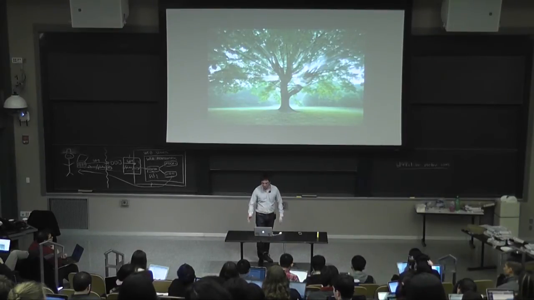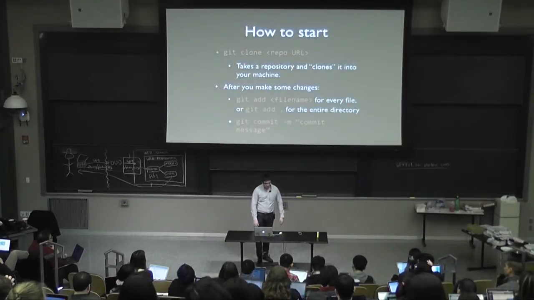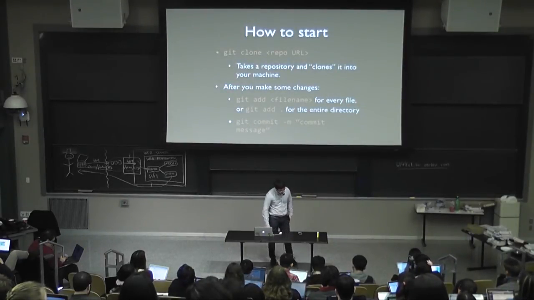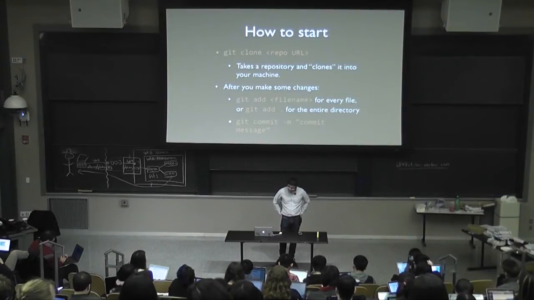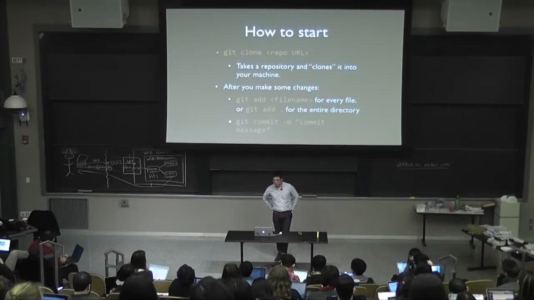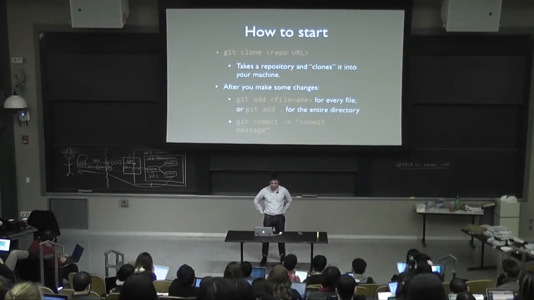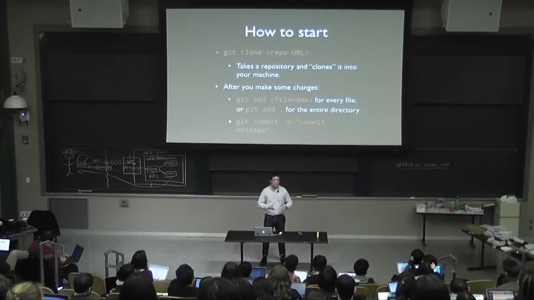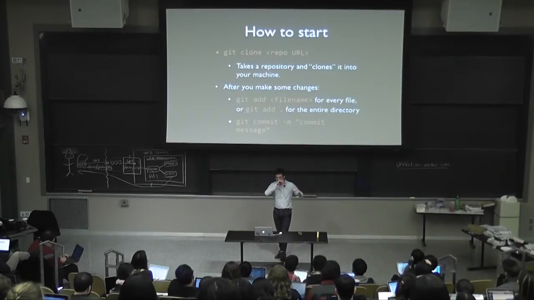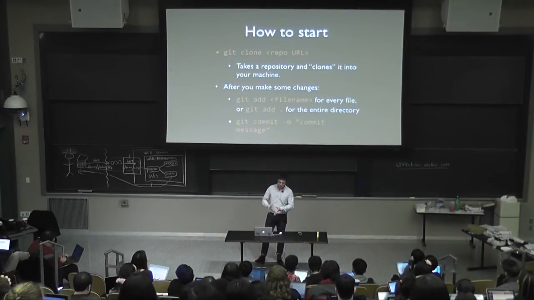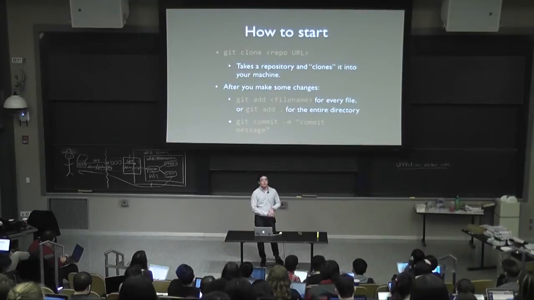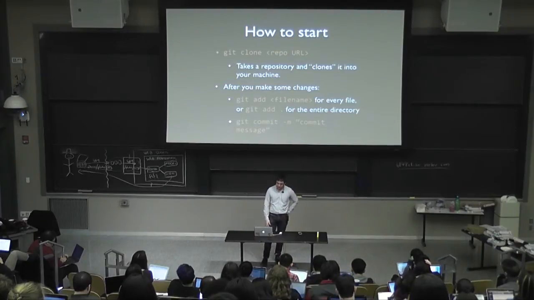So how do you start? Basically, we're going to create a repository for you after milestone 1. And all you have to do is do git clone. You take the repository and you clone it. What that does is it takes everything that's on GitHub, which I'll talk about in just a second, and it copies it to your machine. If you make some changes, you do git add, and then followed by git commit. You just do git commit -m with a message to tell your teammates and yourself what you've done.